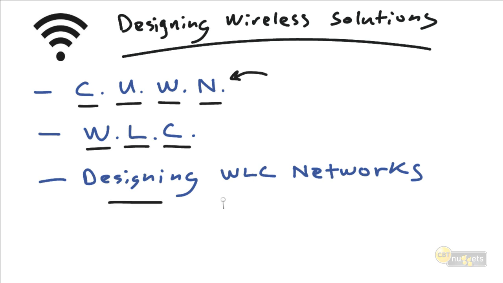And then we'll wrap up talking about how we would go and design wireless networks that are governed by that wireless LAN controller. This is going to be a really popular nugget, all kidding aside, and that's because this is brand new types of technology, and many students tell me that wireless technologies, especially Cisco wireless technologies, is something that's really foreign to them, something that they really struggle with.